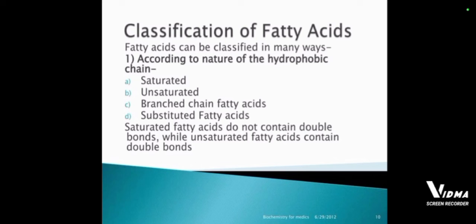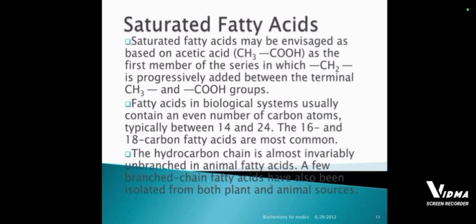So, classification of fatty acids. Fatty acids can be classified in many ways according to the nature of the hydrocarbon chain. First one is saturated, second one is unsaturated, third is branched chain fatty acids, and fourth is substituted fatty acids. Saturated fatty acids do not contain double bonds, while unsaturated fatty acids contain double bonds.